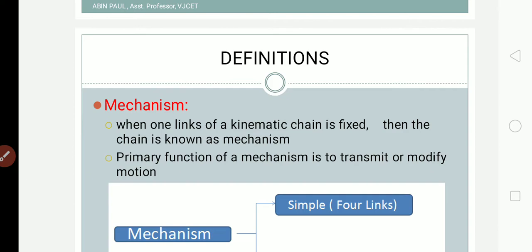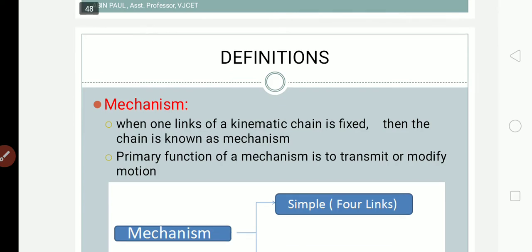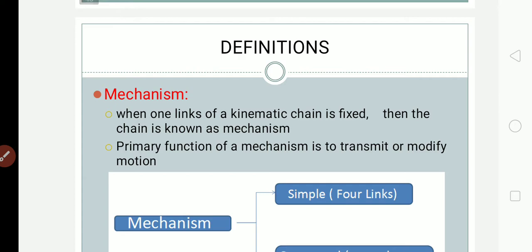Then we came across the criteria to form a kinematic chain. That's a relation between the number of links and the number of pairs. So now we will see some more definitions. We have studied up to kinematic chains now. Next one is mechanism. From the kinematic chain we will generate the mechanism. How we will generate the mechanism, we will see here.